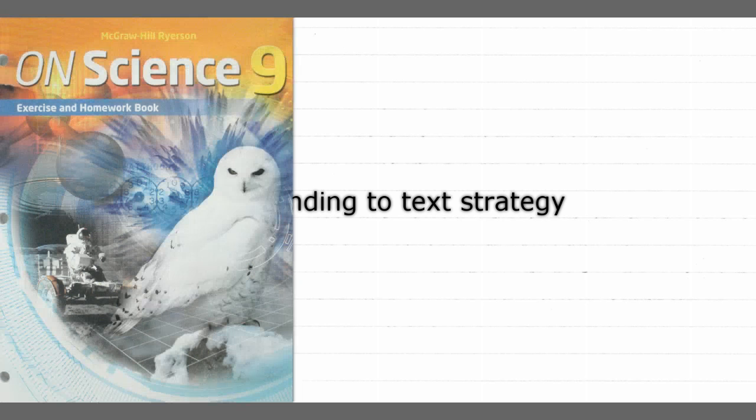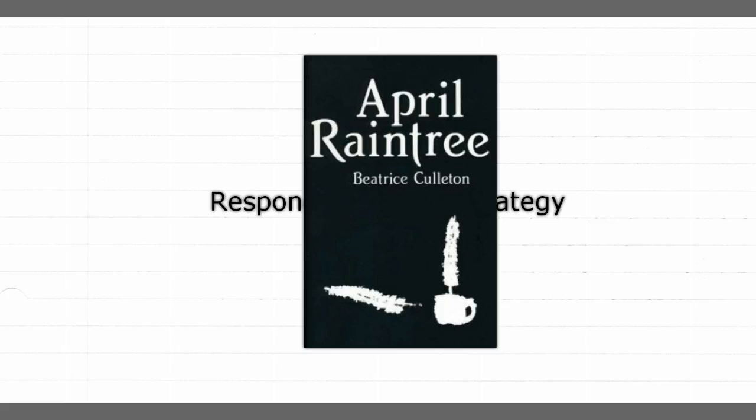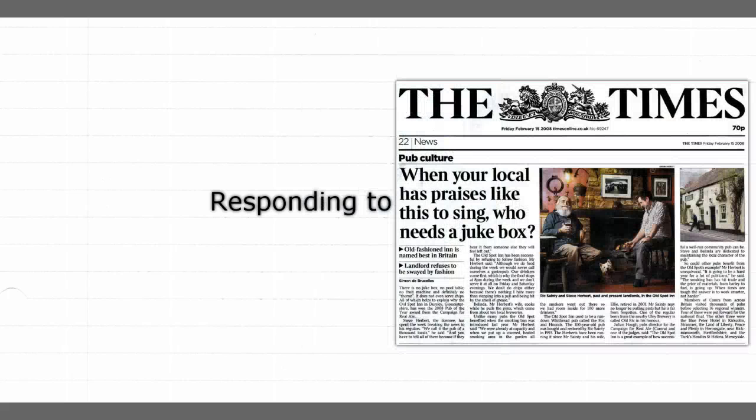Now you probably have been taught strategies to respond to questions in a science class or an English class or a social studies class, and of course the more strategies you have the better. Specifically today we're going to look at a responding to text strategy called the SER method.